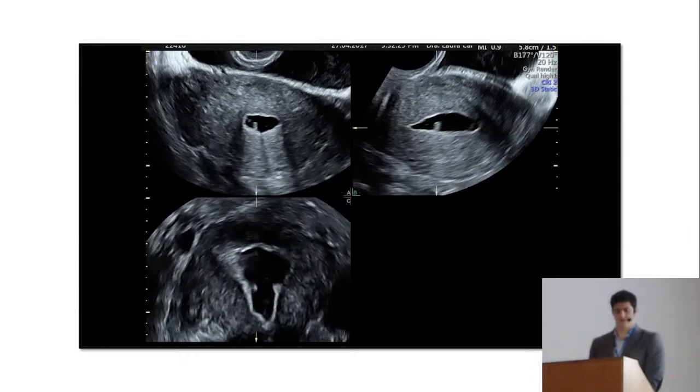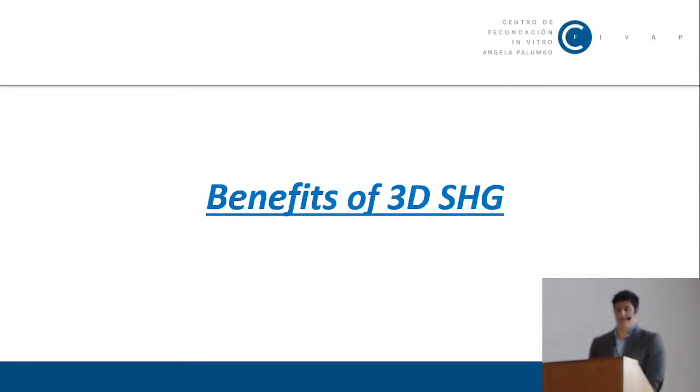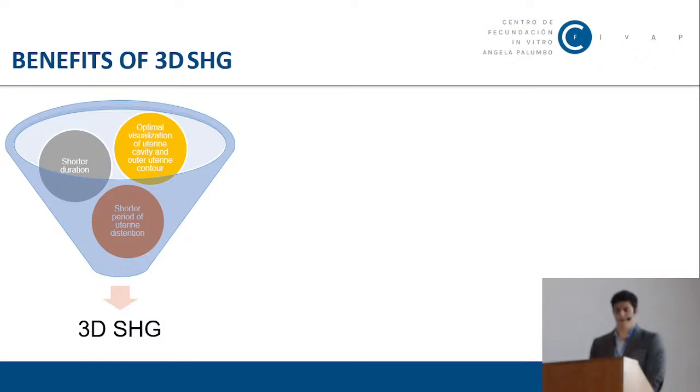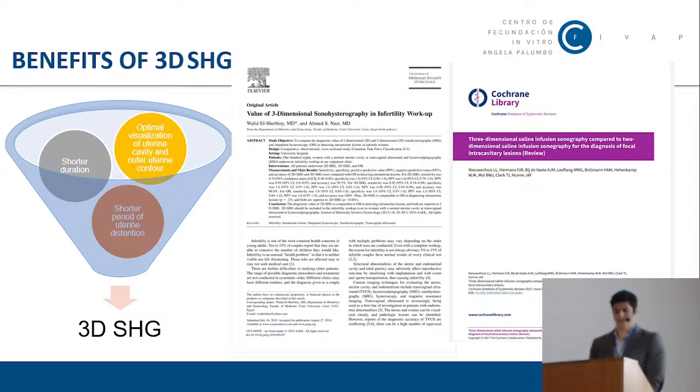Benefits of 3D sonohysterography. The 3D hysterosonography presents a series of improvements with respect to the 2D option. It is possible to assess the uterine cavity and external contour at the same time. We need less time for the realization of the SIS. Once the volume is obtained, it is possible to work offline. It needs a shorter period of distension of the uterus, which decreases patient discomfort. And a 2017 Cochrane review concludes that the sensitivity and specificity of 3D sonohysterography is higher than conventional sonohysterography.